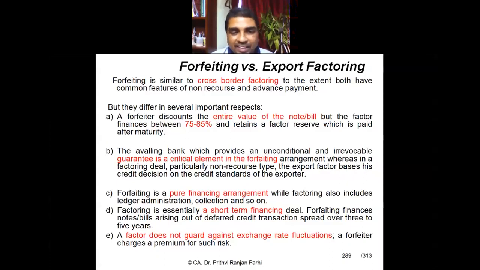Factoring doesn't guard against exchange rate fluctuation. If there is some exchange rate fluctuation because of which the amount payable increases or decreases, factoring doesn't give any guarantee or protection against that. A forfeiter may accept that risk by charging a premium. These are a few differences between forfeiting and cross-border factoring or export factoring. Got some idea?